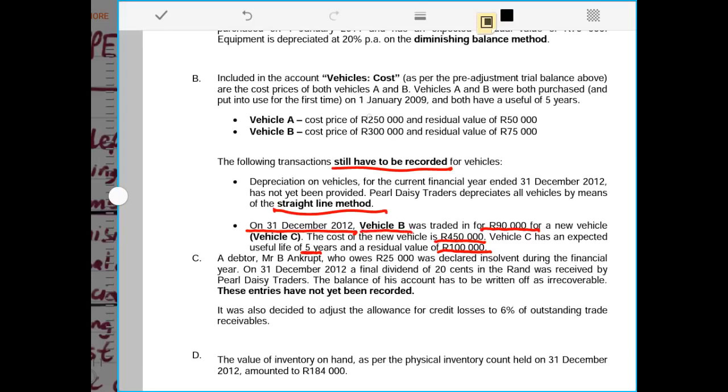And remember that motor vehicle B was bought on the 1st of January 2009. That means motor vehicle B was in the business from the year 2009, 2010, 2011, and the end of 2012. Therefore, now the depreciation for motor vehicle B will be calculated up to 4 years, so that we remove that from the books of the business.